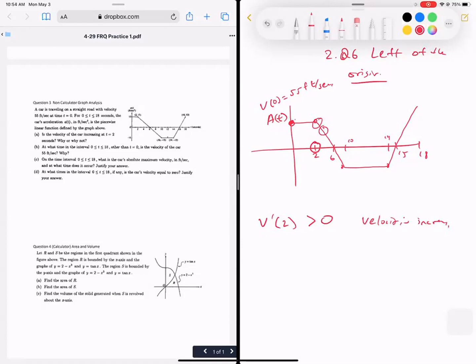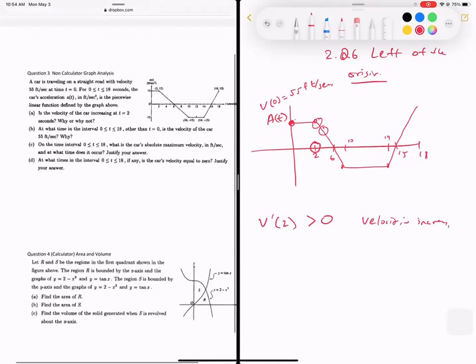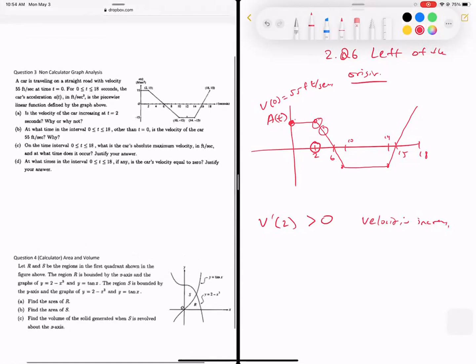I'm using the calculus words here. Rate, increase, decrease, that's all the velocity. That's all the derivative. So the derivative of velocity is acceleration, and they give me that acceleration. At what time t in the interval between 0 and 18, other than t equals 0, is the velocity of the car 55 feet per second? So at what point am I going to be back at 55 feet per second?